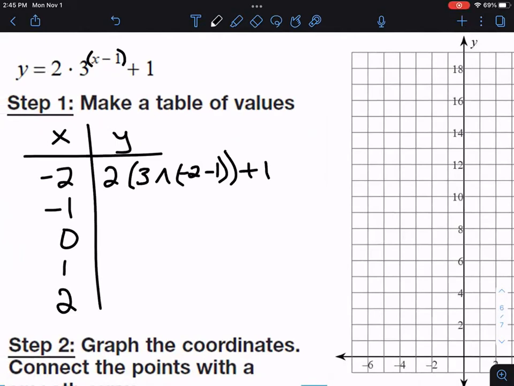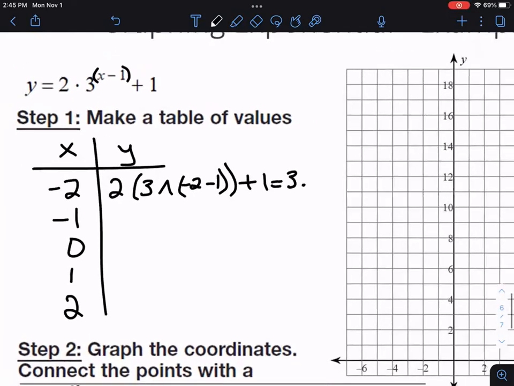So for this one, I'm getting 3.0. I could keep going, 3.037. But again, we're just graphing these. They're not going to be really exact. So if I put 3.037, I'm going to graph that pretty stinking close to 3.